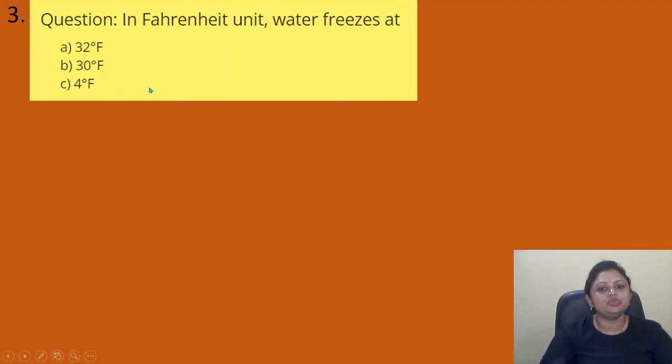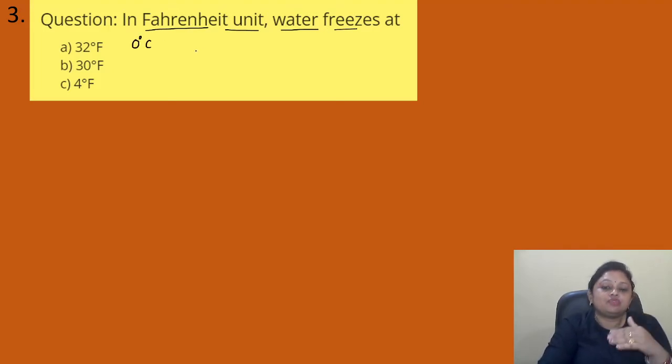In Fahrenheit unit, water freezes at option A 32 degree Fahrenheit, B 30 degree Fahrenheit, C 4 degree Fahrenheit. So we have to find out in Fahrenheit unit, water freezes at what temperature. We all know it is at 0 degree centigrade. So we have to convert 0 degree centigrade into Fahrenheit. We can easily do that, right? How can we do that?